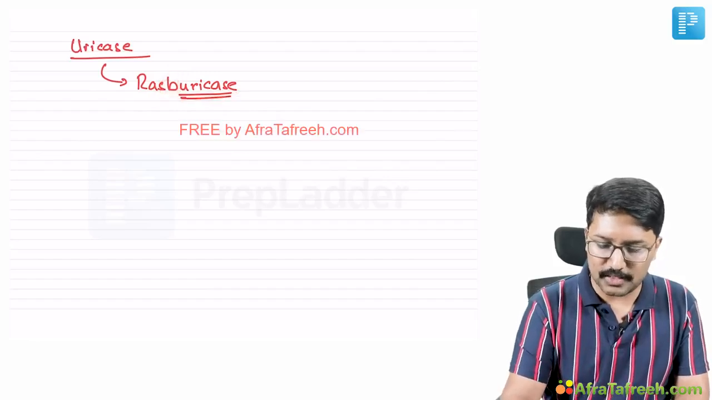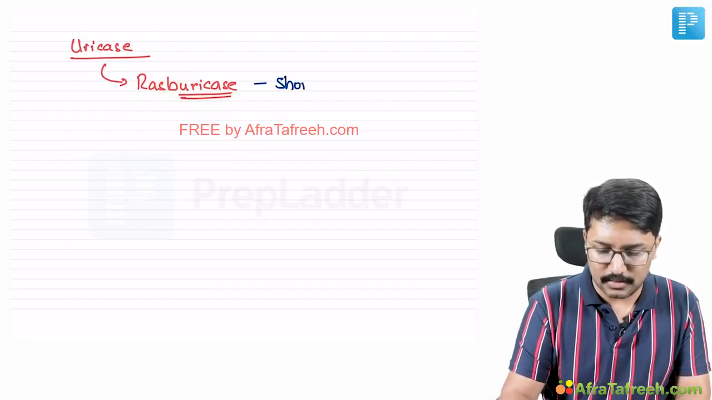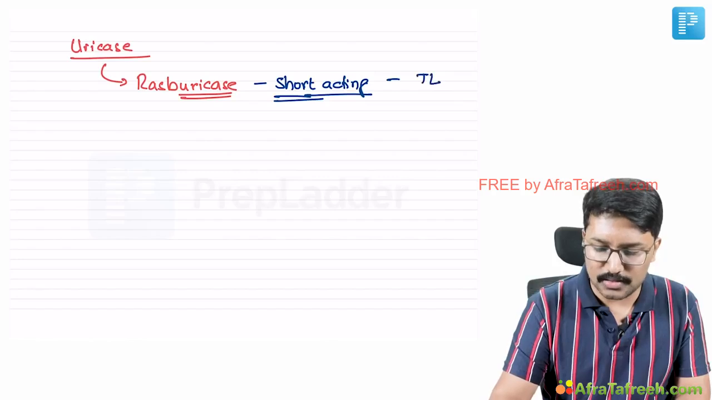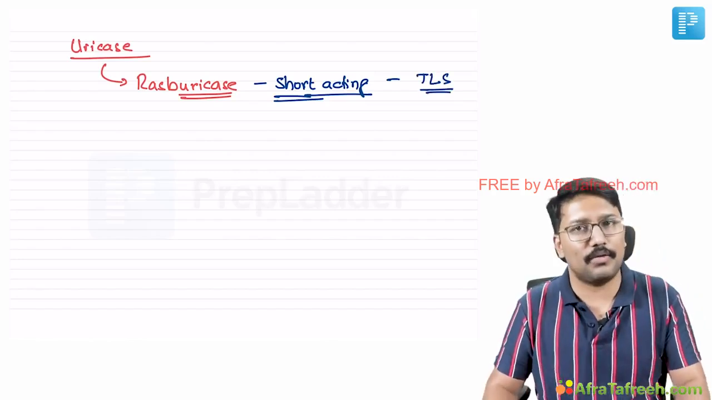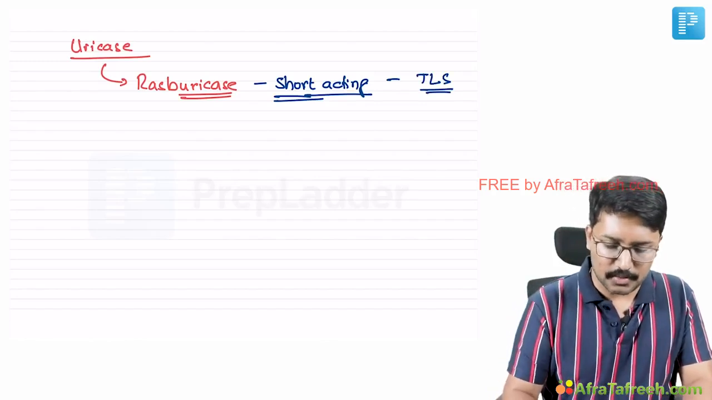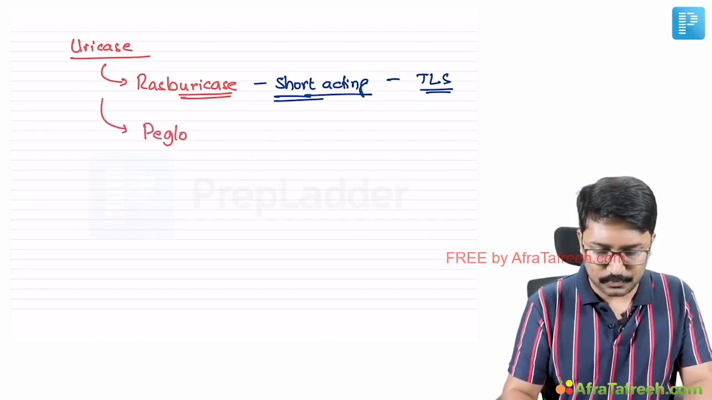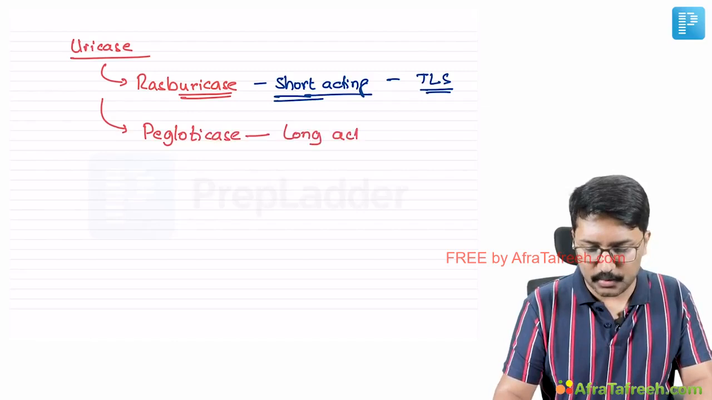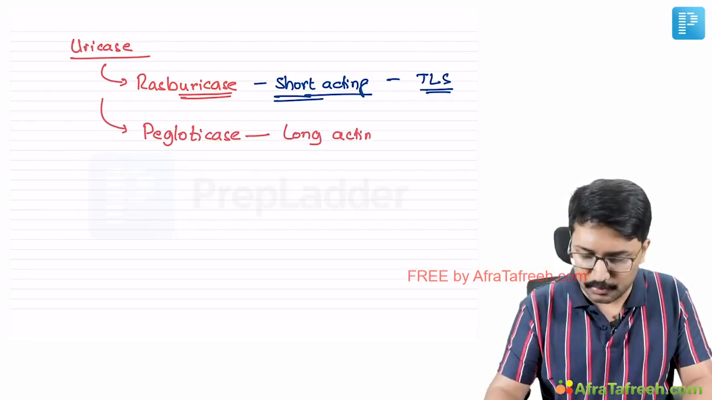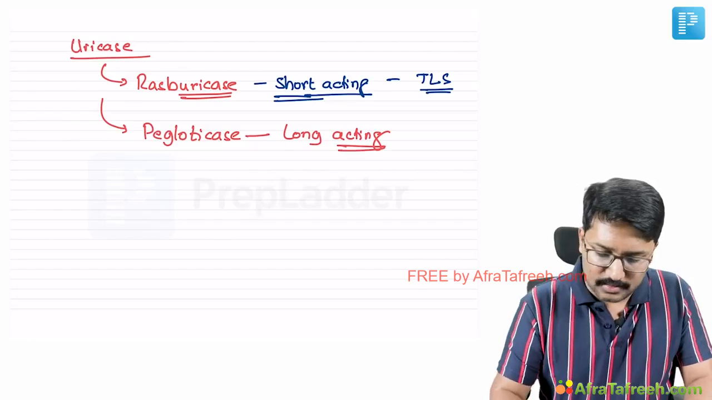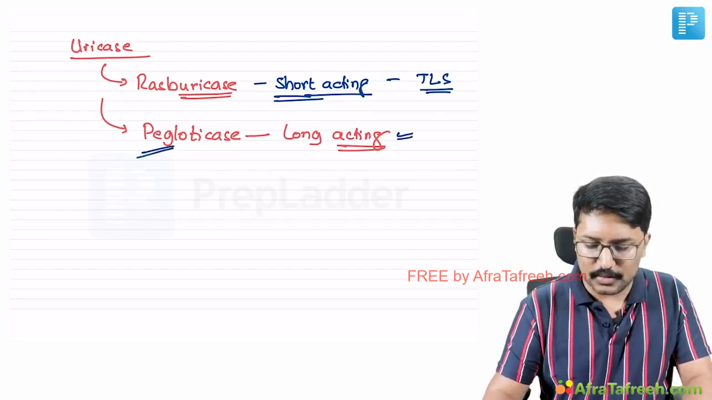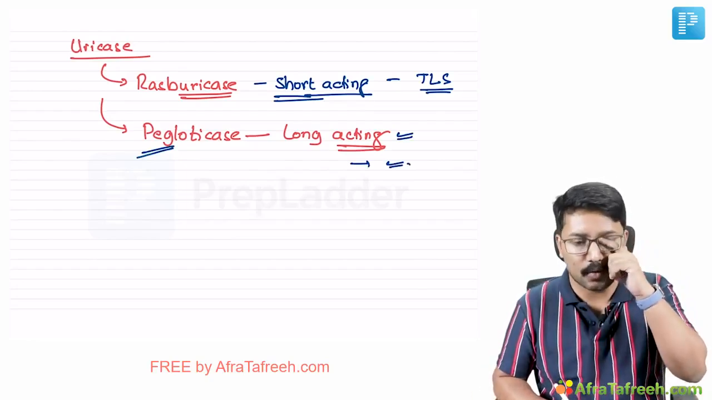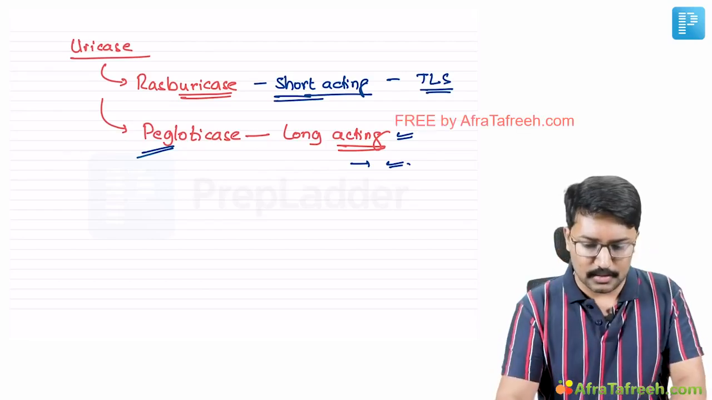As I've already told you, the problem with rasburicase is that it's short acting, so not very practically useful. We mostly use it in patients with tumor lysis syndrome where we need to treat the patient for a short period of time, right? But we have also developed a new drug called pegloticase, which is long acting, because this uricase is coupled with a polyethylene glycol molecule, so it becomes long acting. So it can be used for treatment of chronic gout or hyperuricemic conditions. Clear? Okay, so this is the pharmacological management of gout.